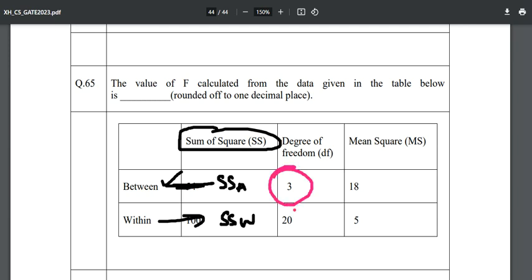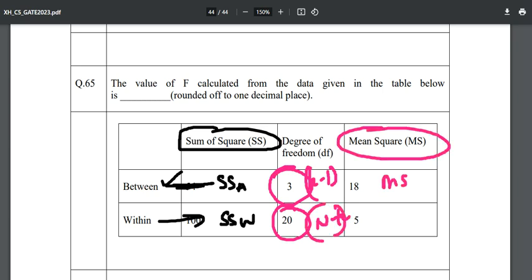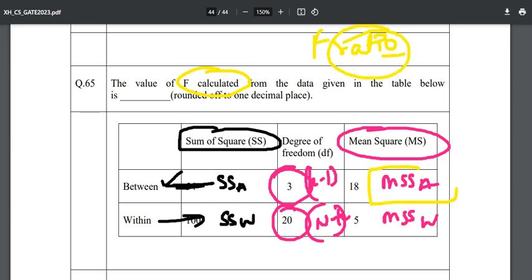This is degree of freedom, 3 and 20. So this is k minus 1, and this is capital N minus k. Now this is mean square. So this is MSSA, and this is MSSW. You know how to calculate F ratio. For F ratio, what will you do? You will simply do MSSA divided by MSSW.